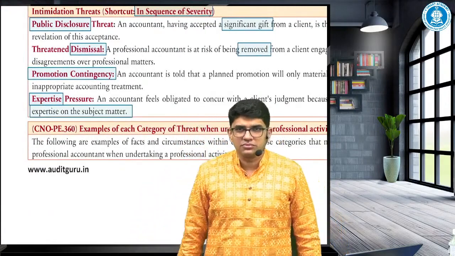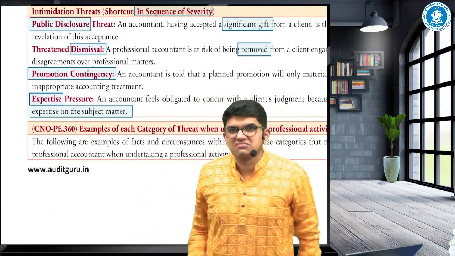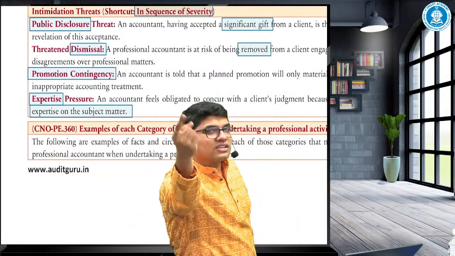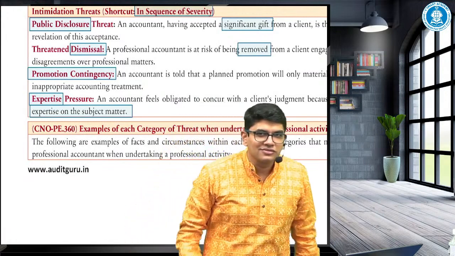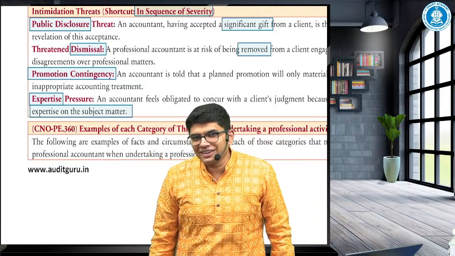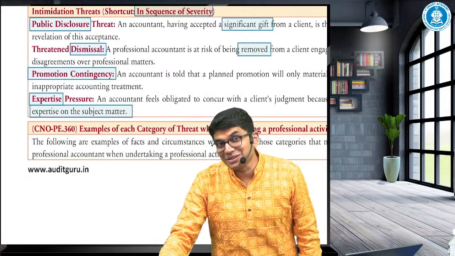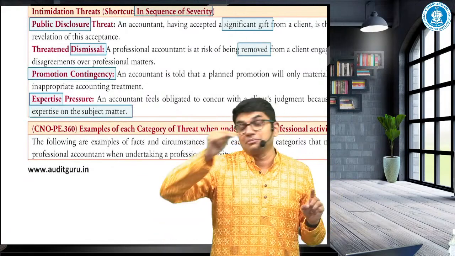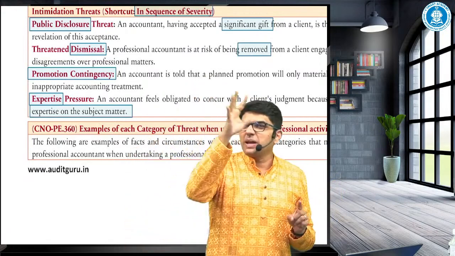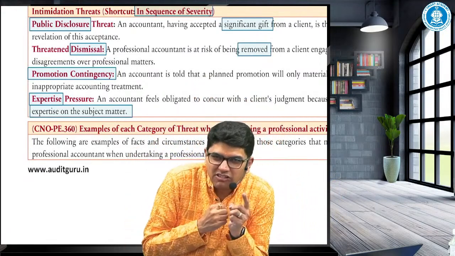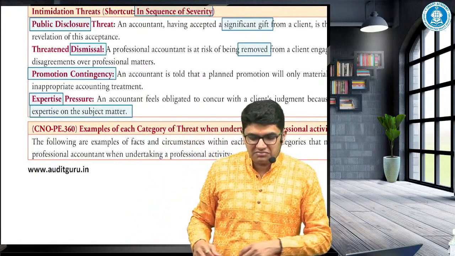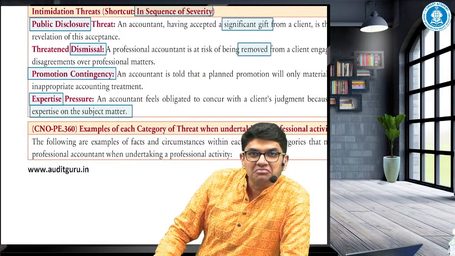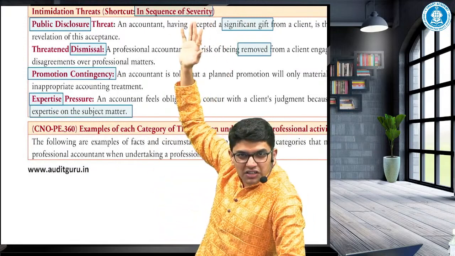See, four. Most dangerous: I will disclose in public what kind of favors I have given you. Some of you must be thinking about honey trap. Yeah, everything can happen in practical life. Most dangerous. I will make public disclosures. Oh my God. Intimidation threat. I will dismiss you. Intimidation threat. I will not increase your work. I will not promote you.